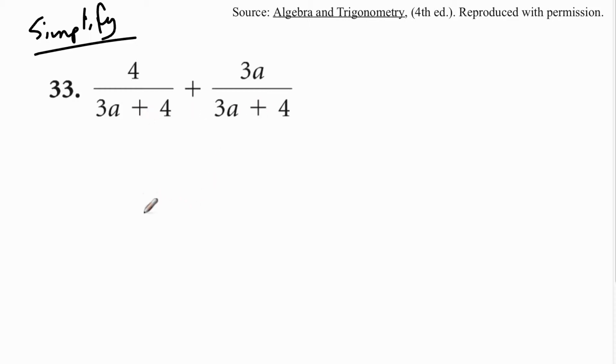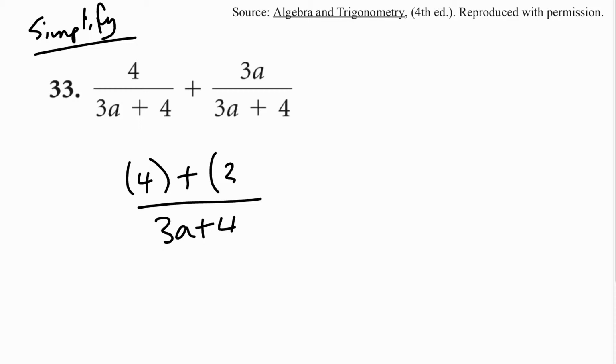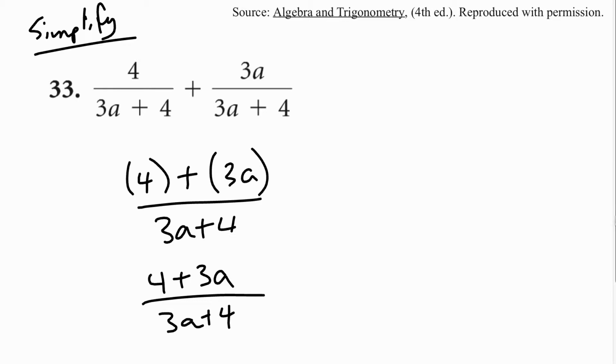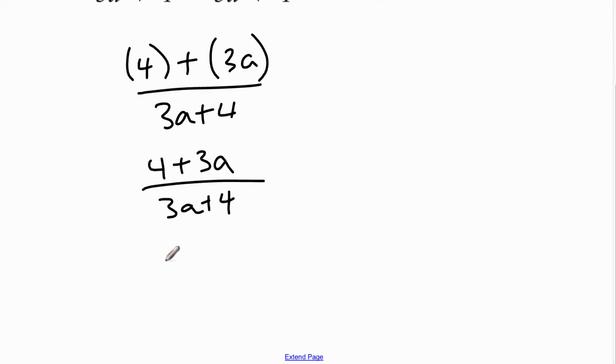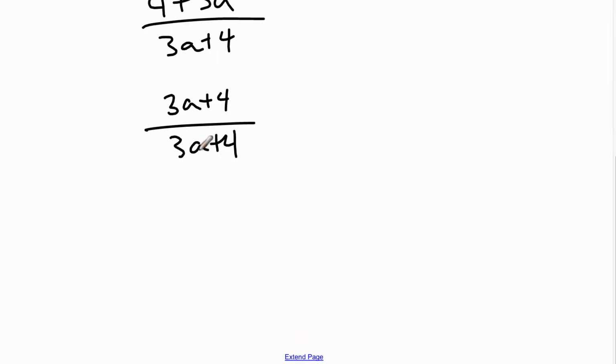If they do, I can write the whole equation over one denominator, and then simply add or subtract whatever I have on top. Since there's no subtract, I can just drop the brackets: 4 plus 3a over 3a plus 4. Notice that if I rewrite the first one the other way, it'll be 3a plus 4 over 3a plus 4. And if I have 3a plus 4 over the exact same thing, then those will cancel out, or simplify to be a factor of 1. So for this question, my answer would be 1.